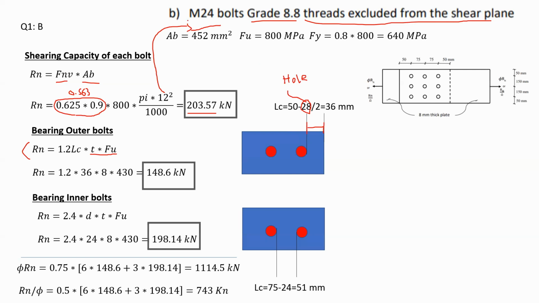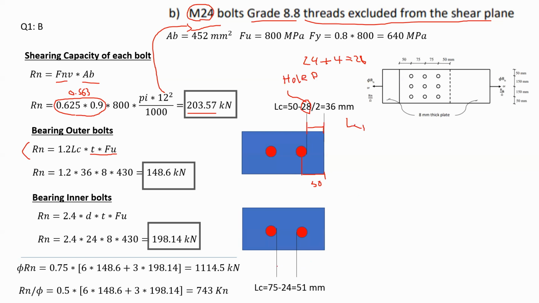And since the bolts I have are M24, I'm saying 24 plus 4 is actually the whole diameter. That's how I got my 28. Of course, you divide by 2 because the distance was given from the center of the bolt originally as 50 millimeters. So I'm subtracting half the hole diameter. Now, so this is LC1.